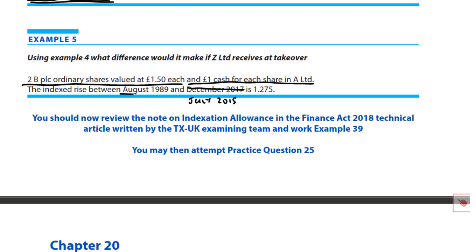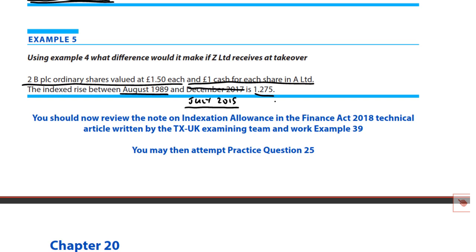The index rise between August 89, so when V Limited originally acquired its shares in A Limited, the original shareholding, and again, apologies for the wrong date there, July 15, which was the date of the takeover, is 1.275. Again, go back to the original point of takeover. What did we receive? We had owned 10,000 shares in A Limited. We received 2 BPLC ordinary shares, so 20,000 shares at £1.50. That is still 30,000 market value.